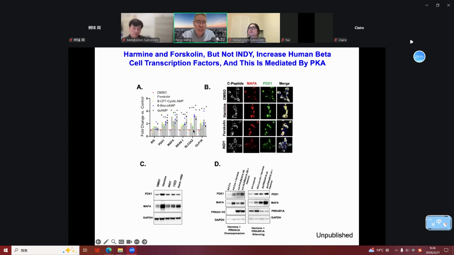As you can see here, clearly all of these PKA activators can increase beta cell function gene expression, similar to harmine treatment at the RNA level. We also measured the protein level based on staining. You can clearly see, compared with the control, there's much more MAFA expression with harmine, also with forskolin, but not with the INDY. And for PDX1, you can clearly see there's more PDX1 gene expression with harmine and forskolin.